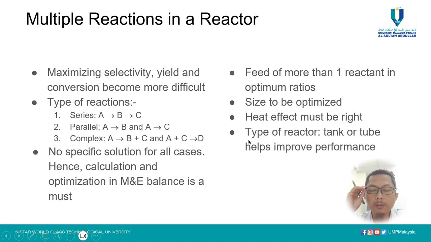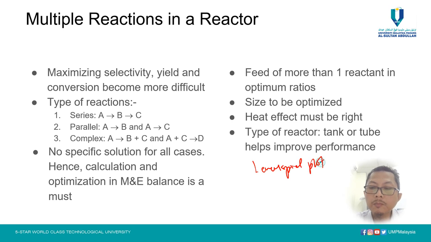The type of the reactor also will affect the selectivity, yield, and conversion. So we have to determine it by using the Levenspiel plot. This is a plot where we can check what type of reactor can have more conversion and a smaller size. So the Levenspiel plot is very important to get the right type of the reactor.